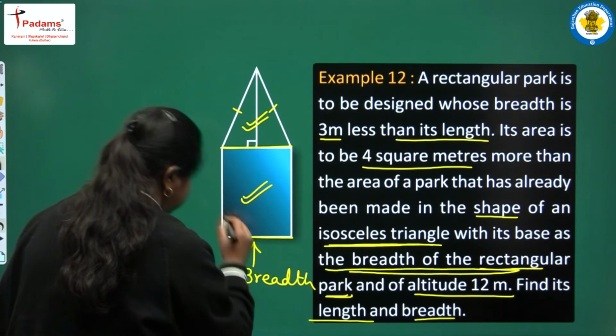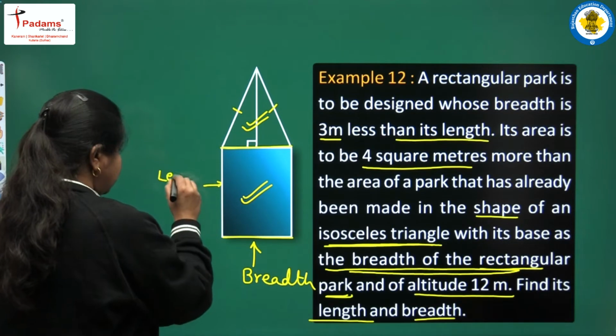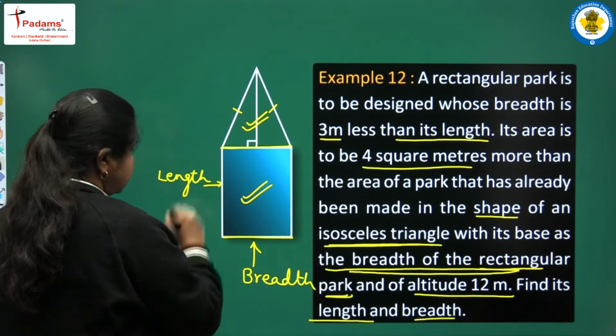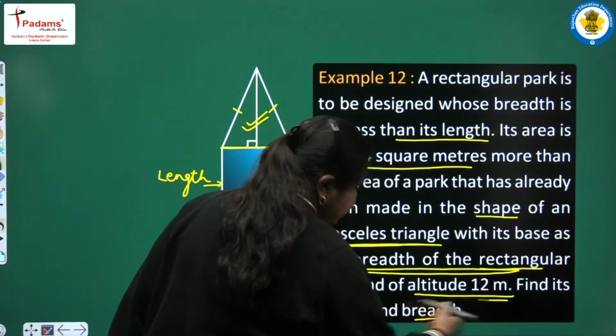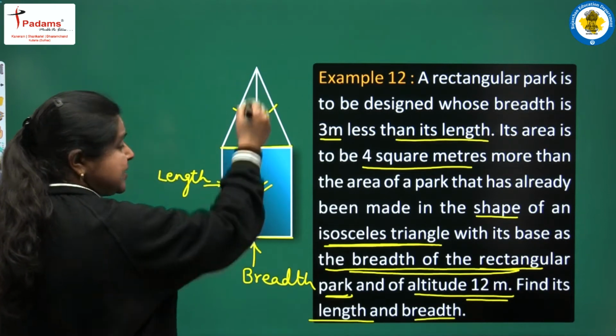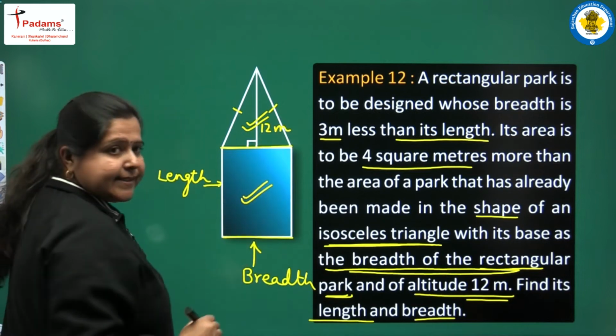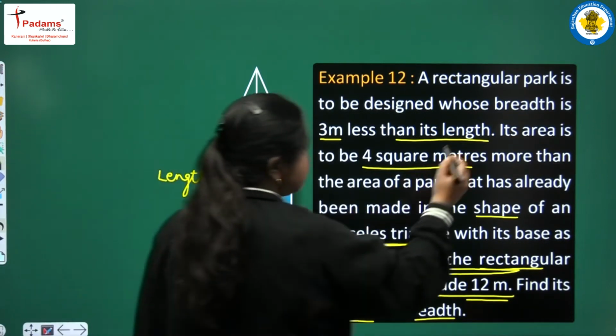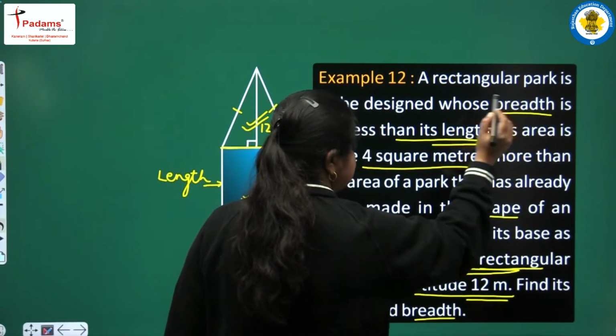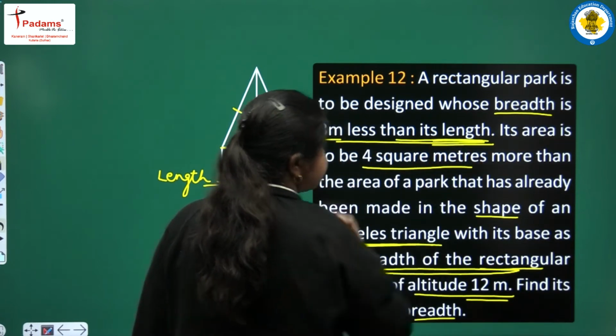Also, this means that this side is the length of the park. Now it has been given its altitude is 12. So the height of this triangular region is given as 12 meters. Height and altitude mean the same. Also one relation has been given between the breadth and the length. Breadth is 3 meters less than its length.